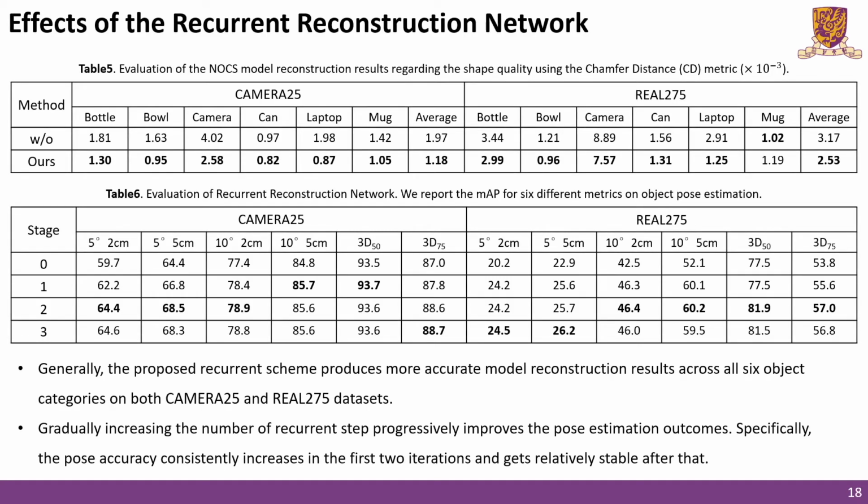To evaluate the recurrent reconstruction network, we compare the model reconstruction accuracy with and without the recurrent reconstruction network. Generally, the proposed recurrent scheme produces more accurate reconstruction results across all 6 object categories on both CAMERA25 and REAL275 datasets. We also conduct an experiment on the number of stages for the recurrent reconstruction scheme. Gradually increasing the number of recurrent steps progressively improves the pose estimation outcomes. The pose accuracy consistently increases in the first 2 iterations and gets relatively stable after that.